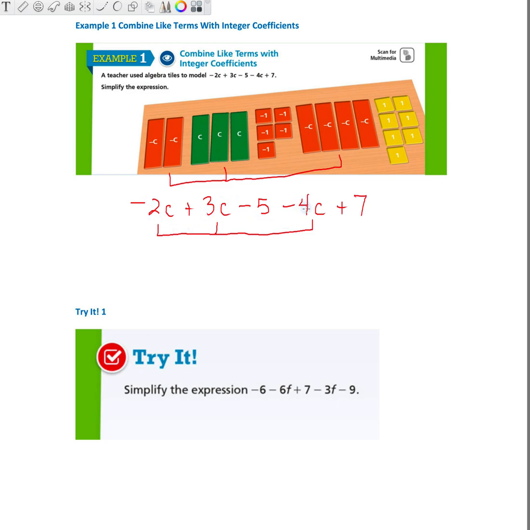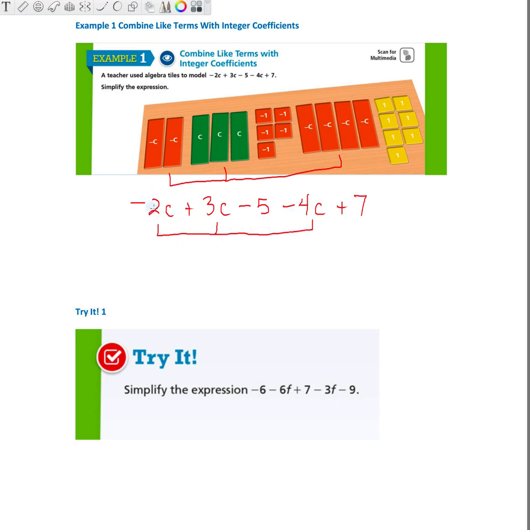But when I'm combining them, I'm not actually messing with the variables at all. I'm just going to deal with the coefficients of these. Really, this is negative 2 plus 3 minus 4, and then I'll just put a c with it to say that I'm combining the c terms. So negative 2 plus 3 is 1. If we look up here at the visual, these two negative c's will cancel out these two, leaving this one green one. But then when I combine it with the minus 4c, it simplifies even further.